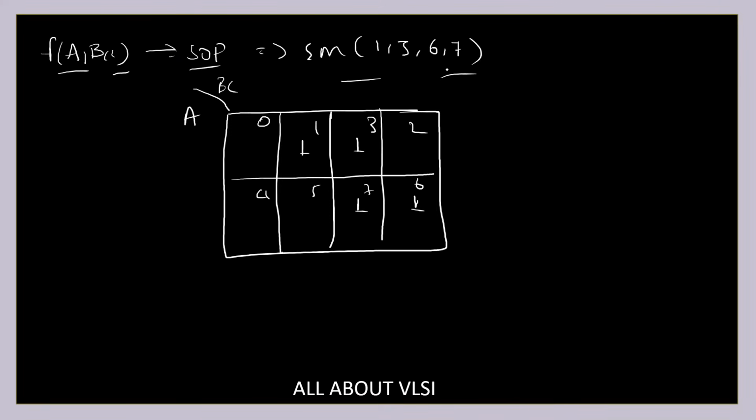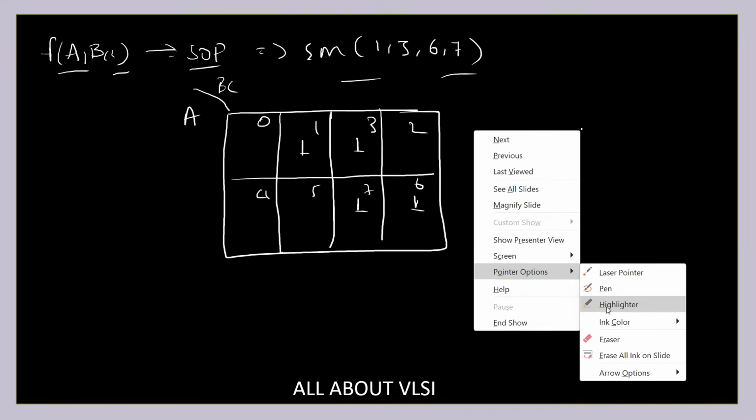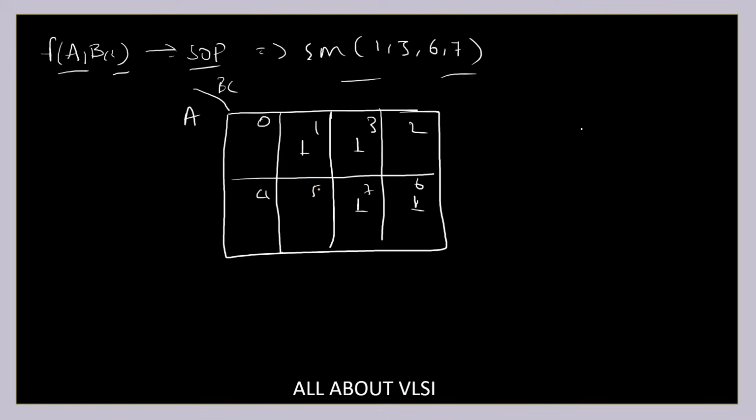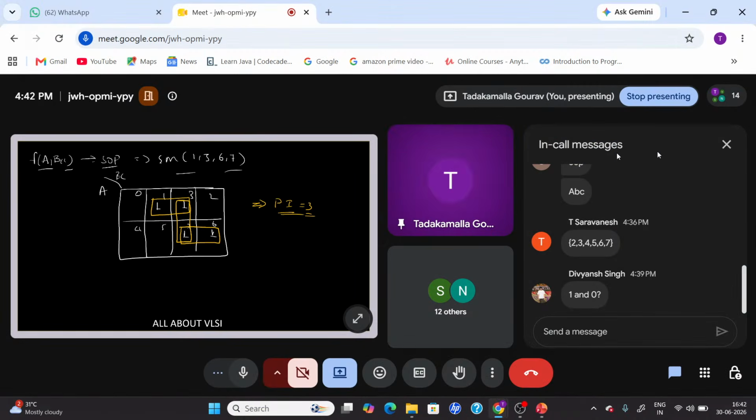Okay. Now, these are my minterms, right? Now, what do we mean by prime implicants? Prime implicants are basically all the possible groups in a particular K-map. So this is one possible group, okay, and this is one possible group, and this is also one possible group. So what are the prime implicants over here? Prime implicants are basically equal to 3. Okay. So this is how we are going to find out the prime implicants.